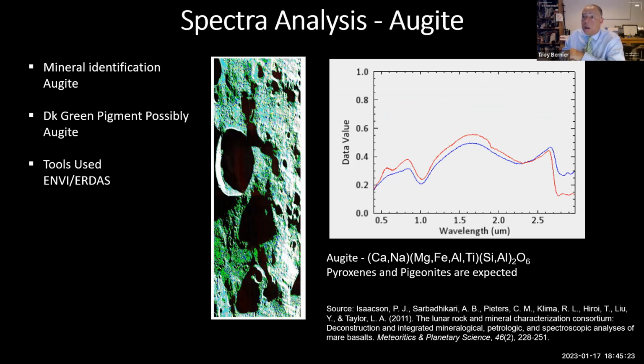Augite, mineral identification. Possibly the colors that we see here, these green colors. What you'll see here is the reference spectra and then the field spectra. I think the blue here is our reference spectra, and the red is the field spectra, what came out of the M3 satellite going around the moon. So there you could see the identification of what was measured on Earth versus what was measured from a satellite orbiting the moon. And that's pretty close, actually.